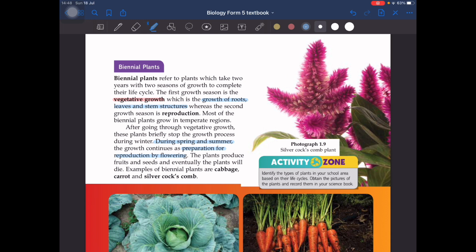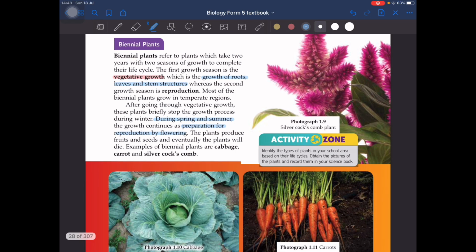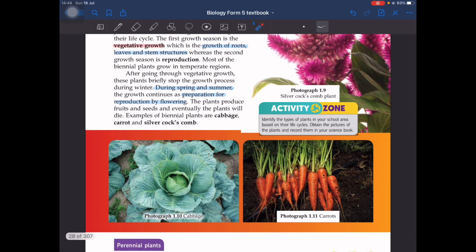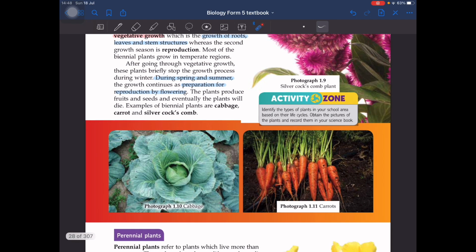So examples of the biennial plants include cabbage, carrot, and silver cockscomb. So the silver cockscomb is more of a flower. Okay. And then the other two is vegetable. Okay. Yeah, I guess that's it for biennial plants.